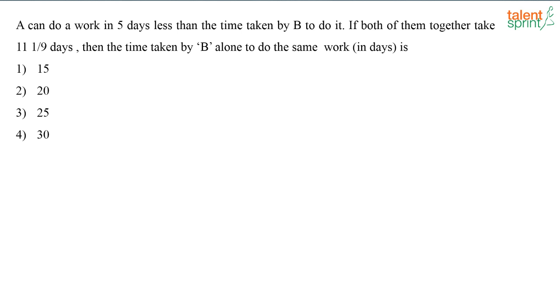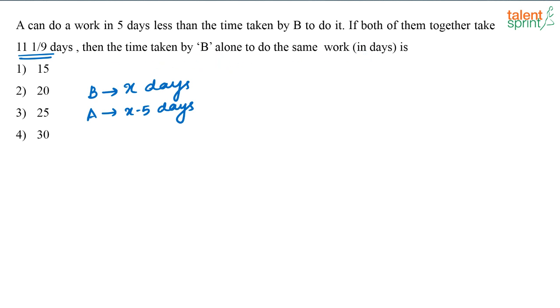So Siddharth and Ruchita have given me the answer as option C, 25. Yes, that is correct. Now let us try to solve this question. What is given here? A can do a work in 5 days less than the time taken by B to do it. So if I say that B is doing a work in X days, if B is able to finish the work alone in X days, A can finish the work in X minus 5 days, right?